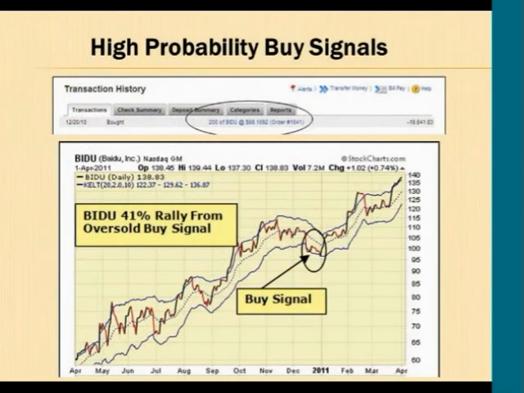Here's another example. This is for Baidu, and Baidu, when I took this snapshot, was in a price uptrend and became oversold right here, actually closed below that lower Keltner channel around the $98 level. So my brokerage confirmation shows I picked up another 200 shares at 98.16 right here, and there was a strong rally after this high probability signal.